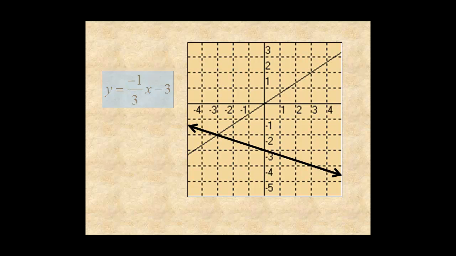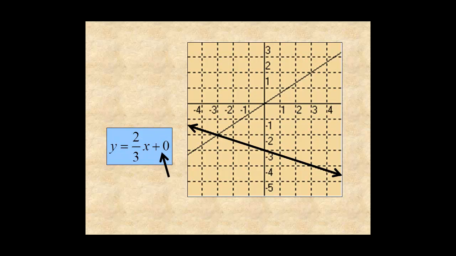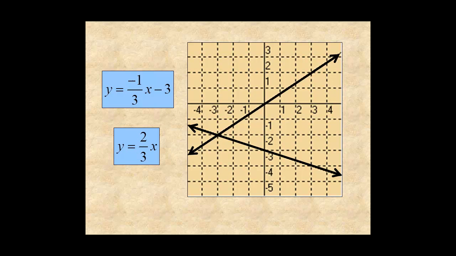For the second equation, the y-intercept is 0. Begin the graph at the origin with a slope of 2/3. That's up 2 over 3 to a point on the right, and down 2, back 3 to a point on the left. Then draw a line through the points. The solution to the linear system is the point where the two lines intersect.